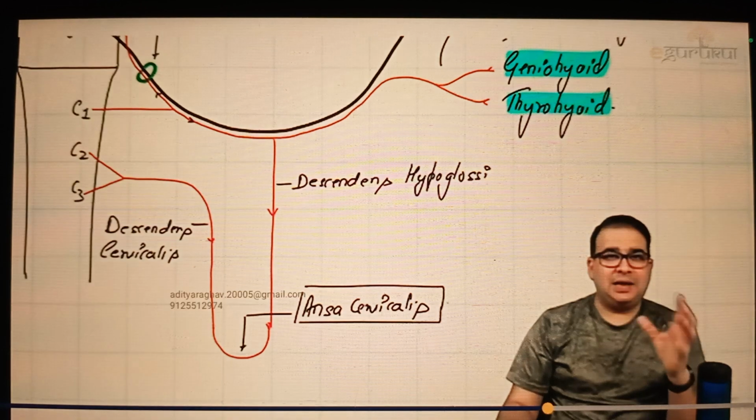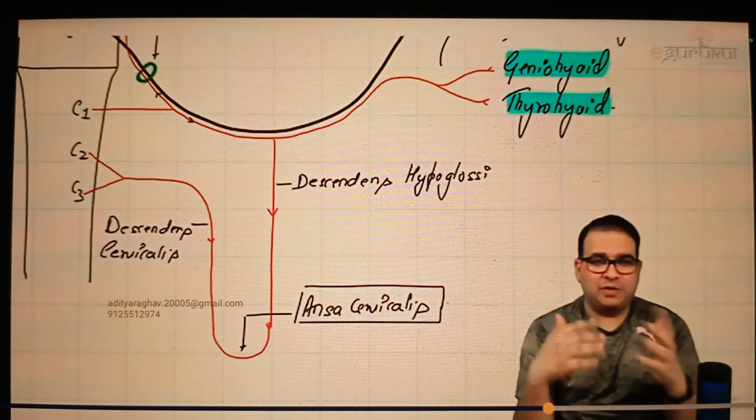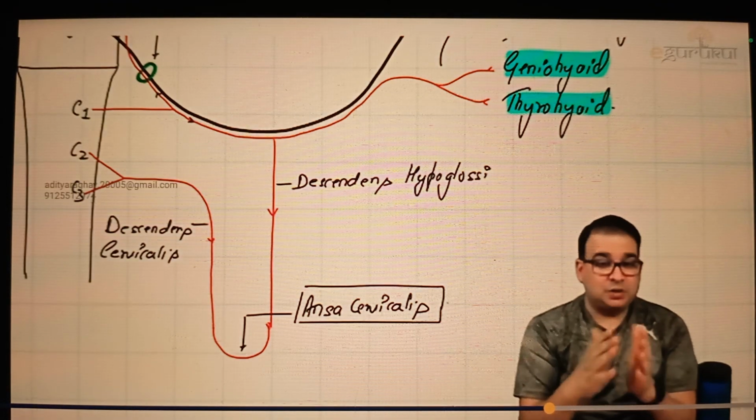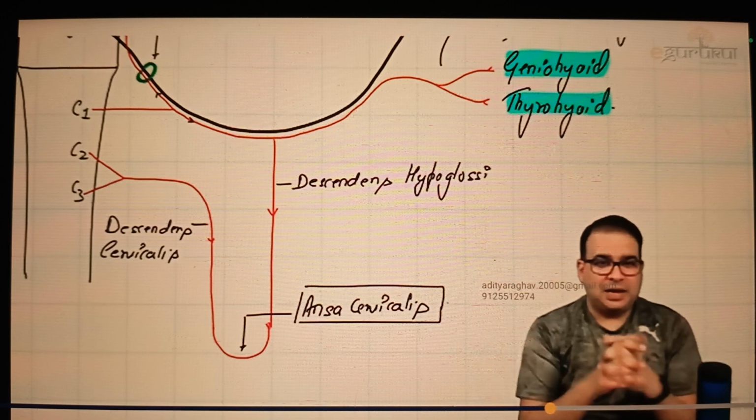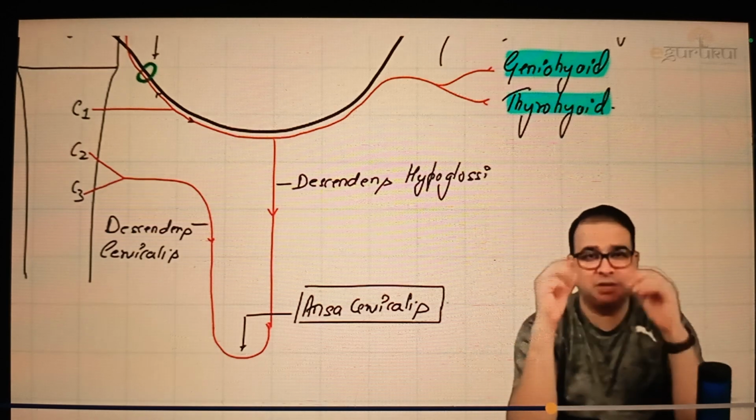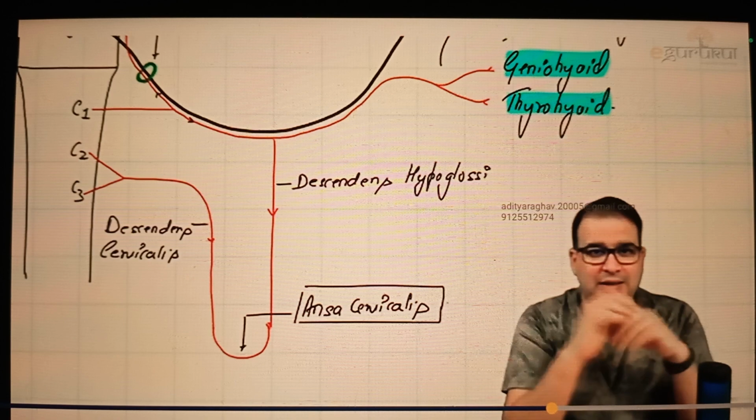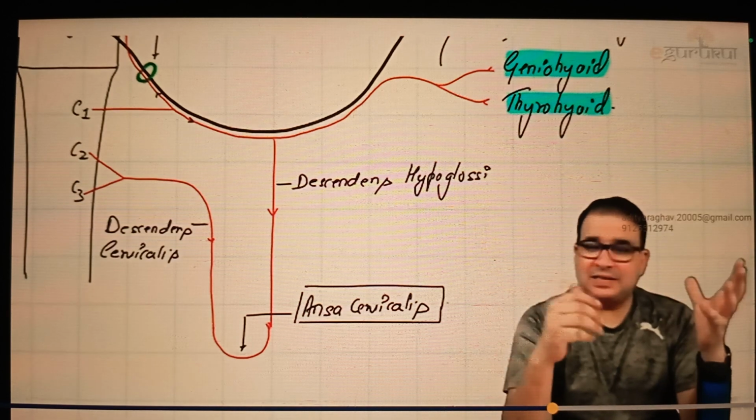Guys, remember ansa cervicalis? It was the anterior relation of the carotid sheath. You have to connect all these points, whatever we discussed earlier. That's why I keep saying that you have to read the previous part. It is all in sequence here. The ansa cervicalis, if you remember, was exactly adherent to the anterior wall of the carotid sheath. And there are two roots of the ansa cervicalis: one is descendens hypoglossi, one is descendens cervicalis.